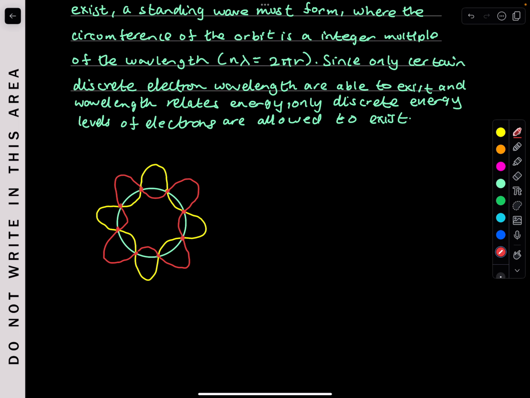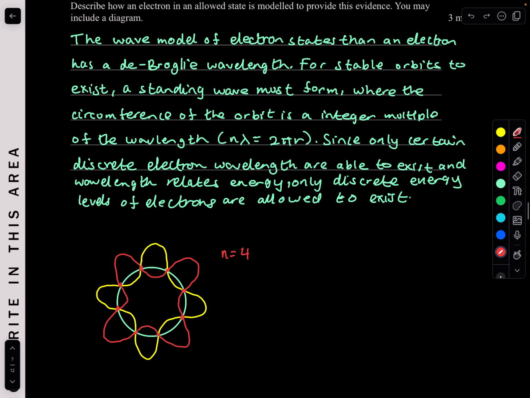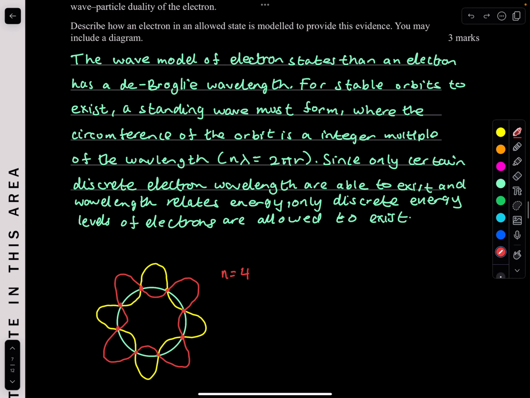Basically, that's what it looks like. You want to dot that, but that's basically how it looks. This one has 4 wavelengths, so n equals 4, because there's 1, 2, 3, and 4. Beautiful. That's just a basic diagram that you can draw. Perfect. Easy.